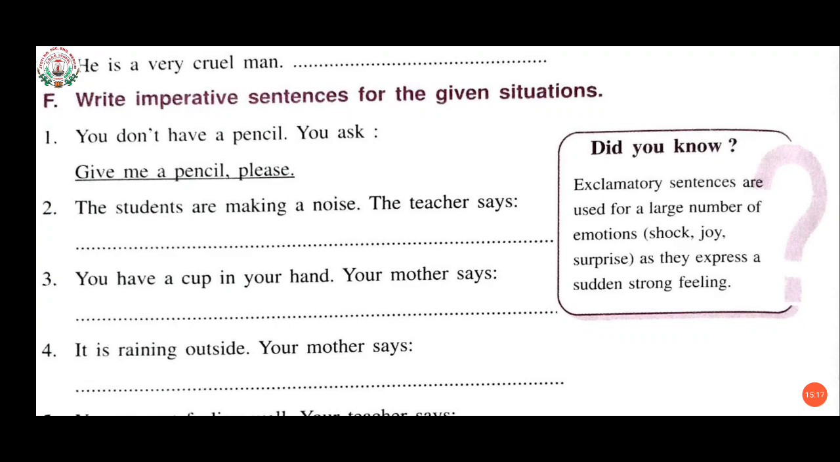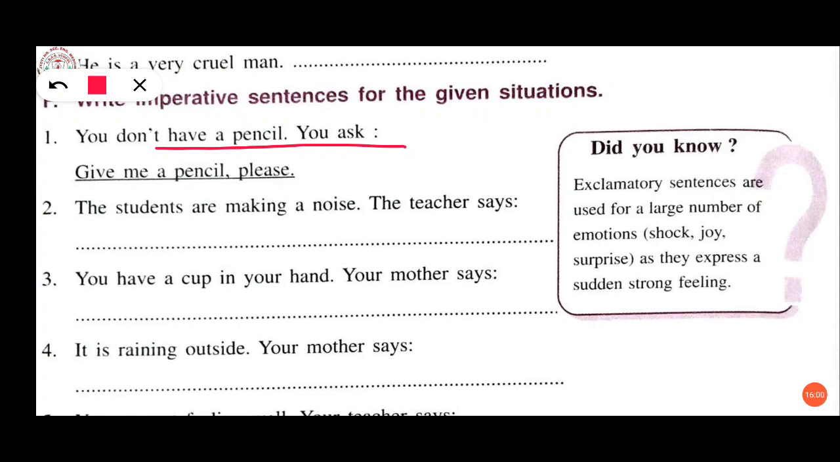Now here we have to see the first F1, what it is asking: that we have to write imperative sentences for the given situations. And what are imperative sentences? When you are giving a command or making a request, like please give me your pencil, or give me your pencil please, that comes under imperative sentences. So here the first one: you don't have a pencil, you ask. What will you ask your friend? Give me your pencil please.